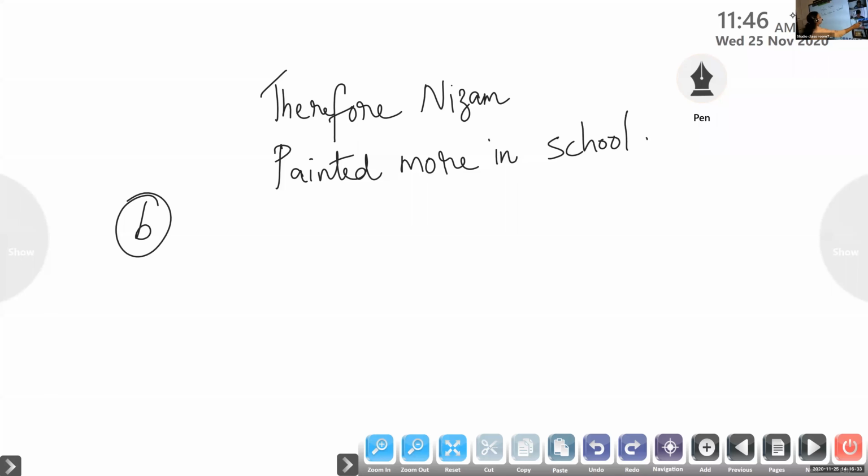Yes, Anandesh, read question number B. Ram swam 4 by 5 of a lap and Shyam swam 6 by 10 of a lap in the same time. Who swam a shorter distance? Okay. So cross multiply and tell me who swam shorter.